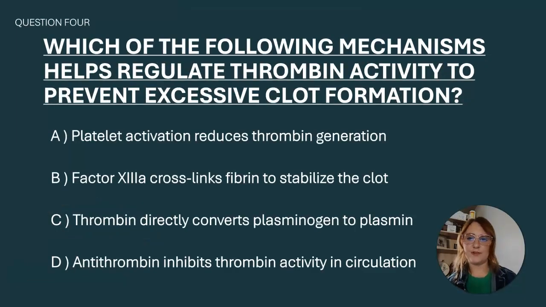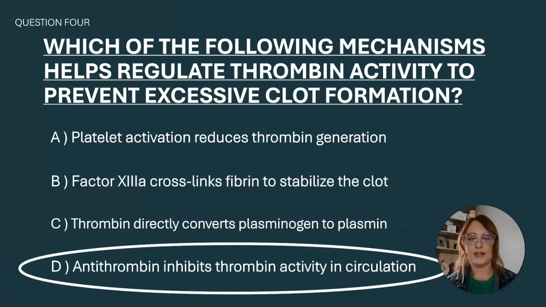All right, question number 4. Which of the following mechanisms helps regulate thrombin activity to prevent excessive clot formation? So basically, what does our body do to help prevent too many clots from forming? A, platelet activation reduces thrombin generation. B, factor 8A cross-links fibrin to stabilize the clot. C, thrombin directly converts plasminogen to plasmin. Or D, antithrombin inhibits thrombin activity in circulation.